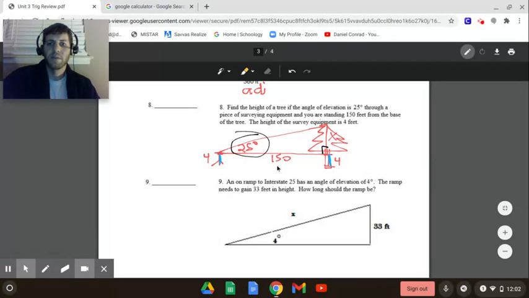Okay, 150 is right next to the angle, so that's adjacent. The x is across, so that's opposite. If we look at SOHCAHTOA, we have opposite and adjacent, so we're going to use tangent. Tangent of 25 equals opposite over adjacent, so x over 150. We're solving for a side, so it's regular. Multiply both sides by 150, and we get 150 times tangent of 25.